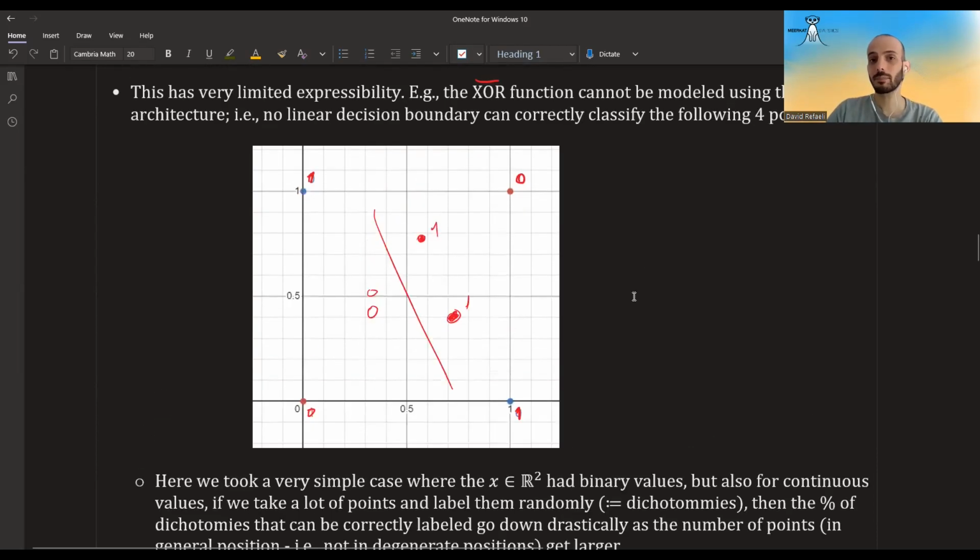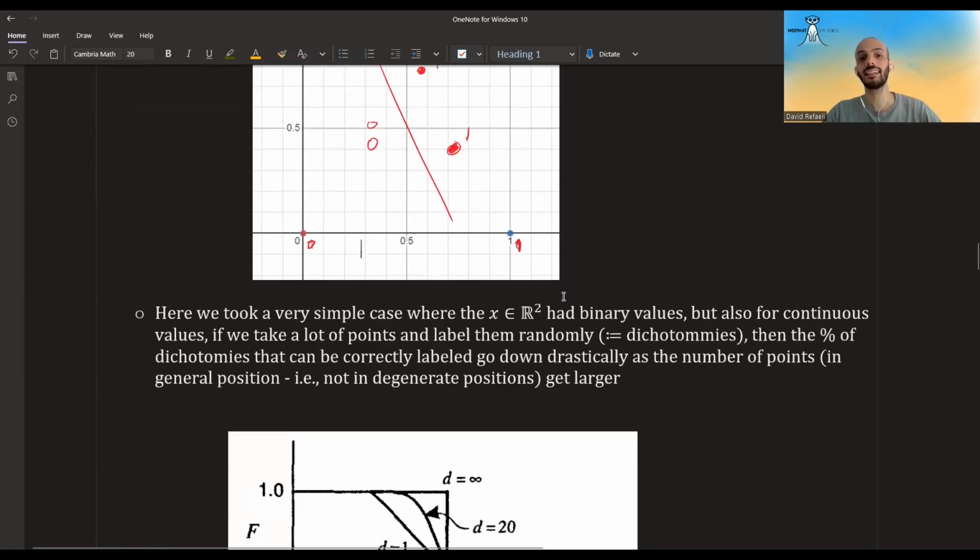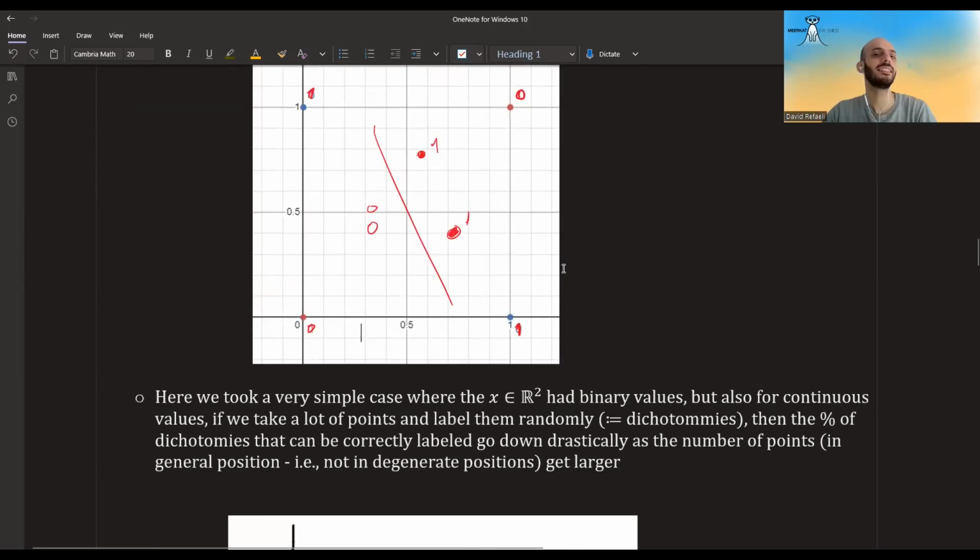But if I take 6 points and I randomly classify them, then it turns out about half of the time I will be able to correctly classify them, and about half of the time it will be impossible to correctly classify all of the points. And if I take even more points, then the percentage goes to 0.